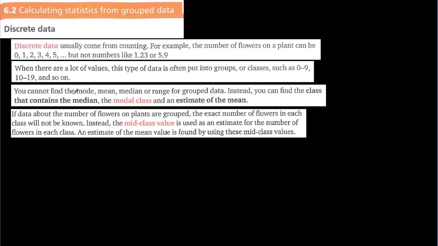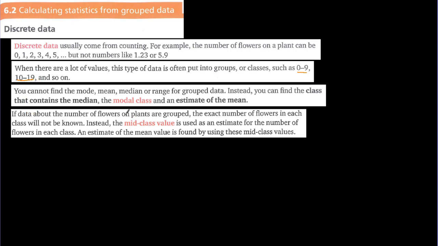Instead of calculating the direct mean, median, and mode, we are going to find the class that contains the median. We are going to find the modal class, and an estimate of the mean. We cannot find the exact value of the median or the exact mode, but we can find the modal class, the class that contains the median, or an estimate value of the mean. These groups are going to be named classes.